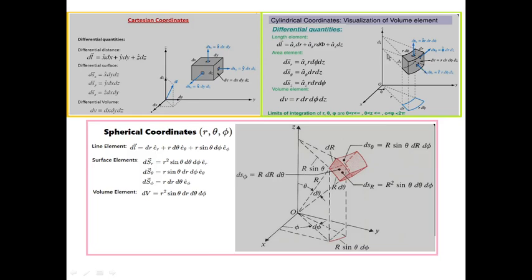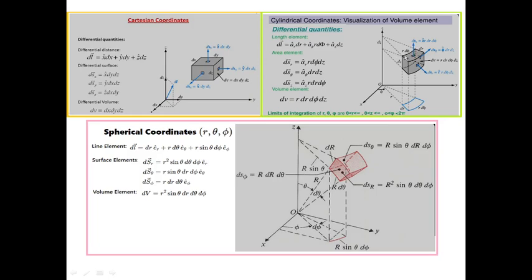But this is r distance, and this small angle is d phi. So this is d phi, and this distance is r. So this arc will be r d phi. You know this, arc by radius equals angle. So arc equals angle into the radius, that is r into d phi. d phi is this elemental angle. So this is r d phi.